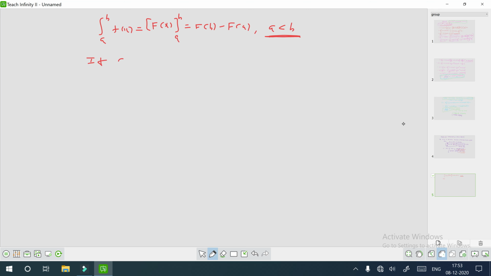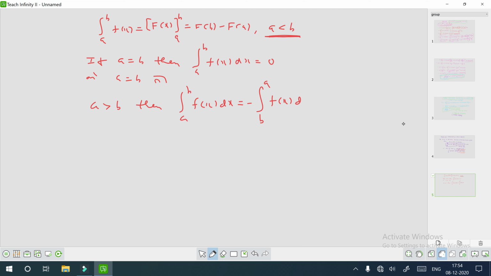What happens if a equal to b? Then the integral from a to b is equal to 0. If a greater than b, then what? Then the integral from a to b of f(x) dx is equal to minus the integral from b to a of f(x) dx. If a greater than b, then we have to take this much.